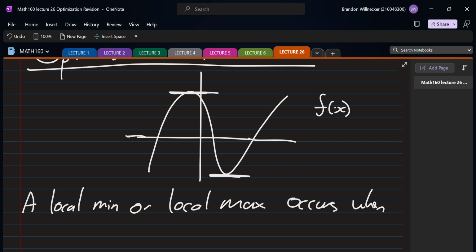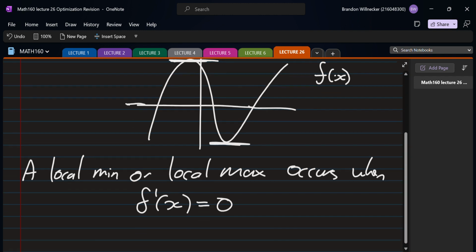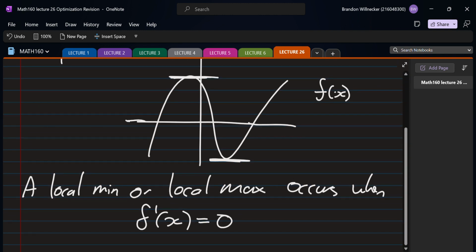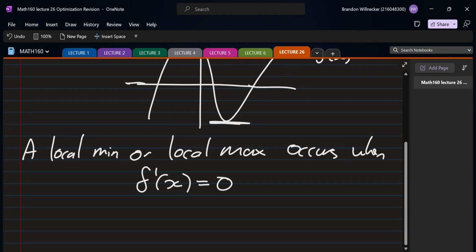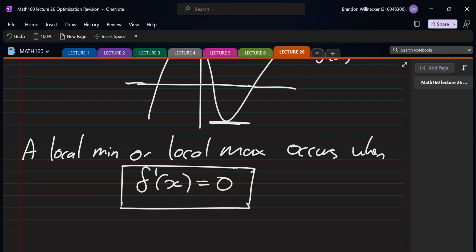So in terms of derivatives, we know that a local min or local max occurs when f prime x is equal to 0. In other words, you have a horizontal tangent line. So whenever you have to optimize something, whether it's minimize or maximize, your first step is always determine what your function f looks like, so the thing that needs to be maximized or minimized, and then your next step is to take the derivative and set it to 0. Okay, so in both cases, we want to do that.